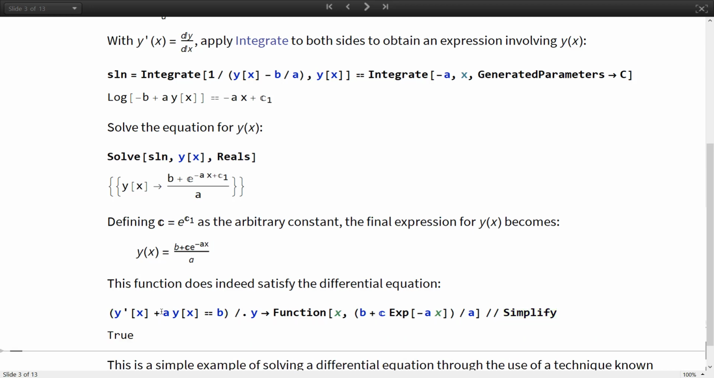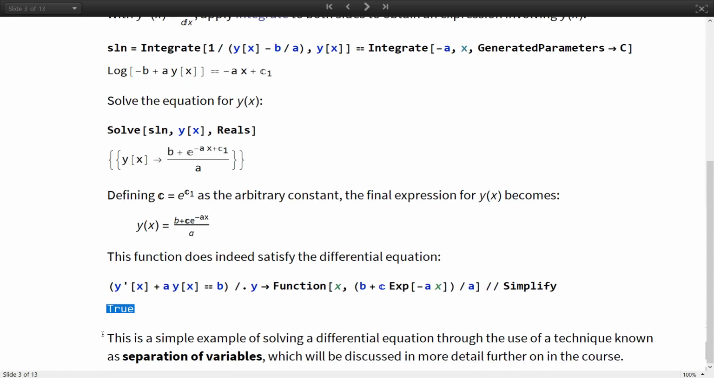Now, it is always important to verify a solution by substituting it back into the differential equation to confirm that the solution satisfies the equation, and we can see that it does. This is an example of using the separation of variables technique, which we will discuss in more detail later in this course.